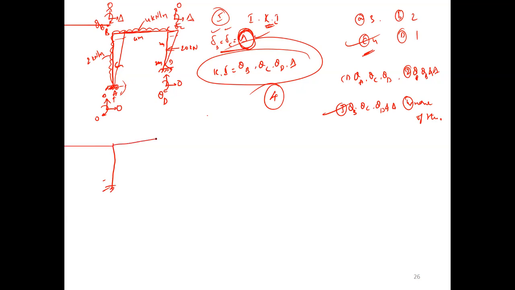How many for this one? I have given fixed supports. Now what is the total indeterminacy? I have given fixed support, rectilinear frame. 3, sir. What are those? Theta B, theta C, and delta.